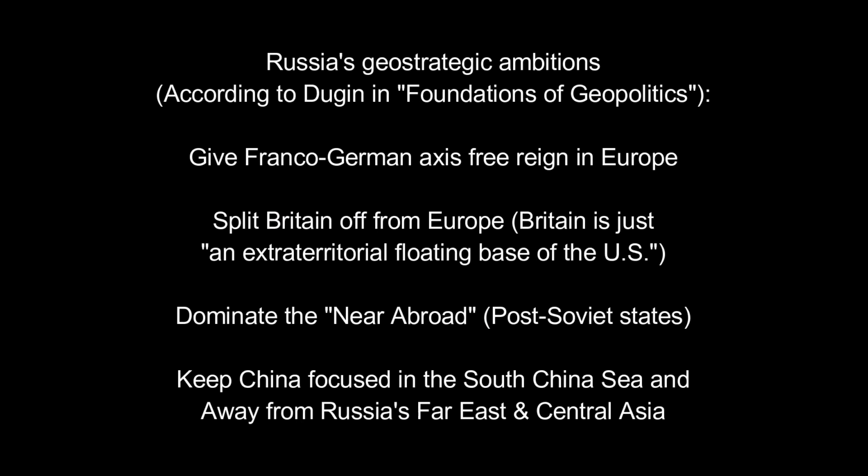Then if you talk about Russia's near abroad, i.e. the post-Soviet states, so places like Ukraine, etc., Russia, from his perspective, needs to have dominance over these, right? So this is what you can see now with what Putin is obviously doing. He's re-establishing control over Russia's near abroad.